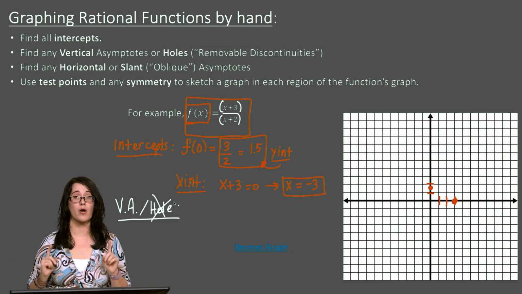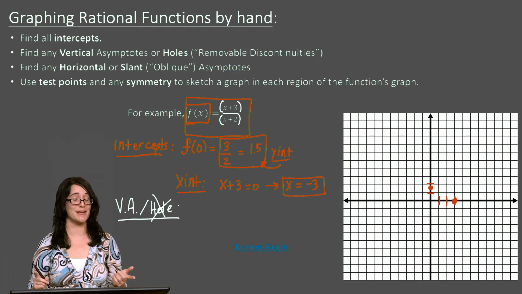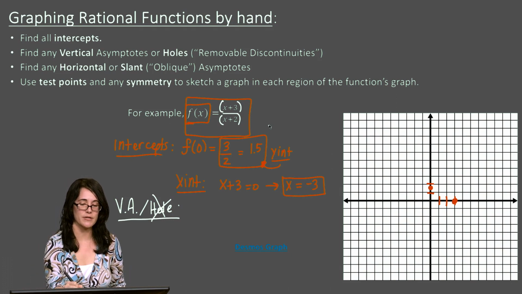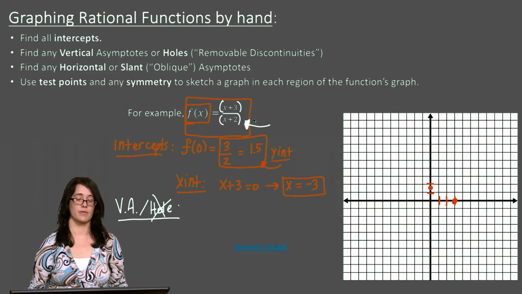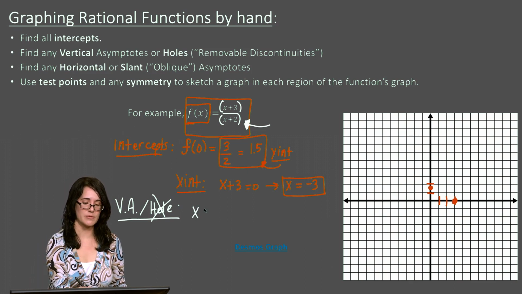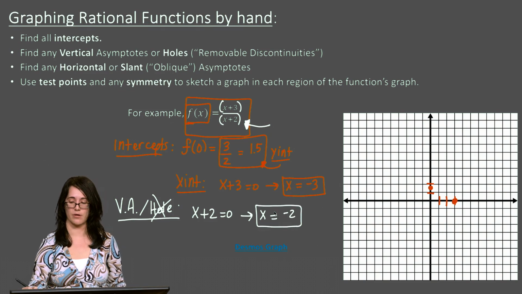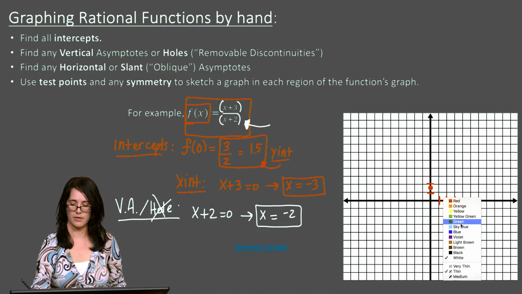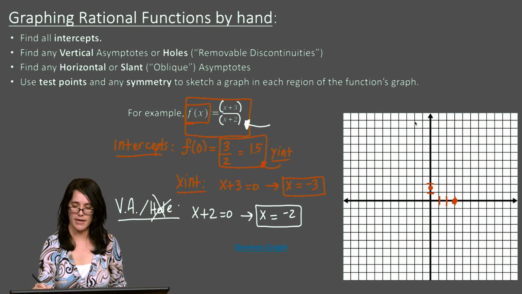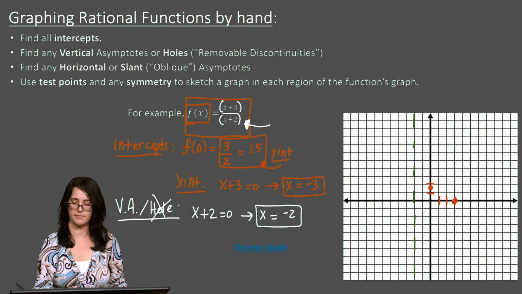Good job. But are there any vertical asymptotes? That's our next question, right? Well, yes, because there's one problematic x value that would make our denominator equal 0. And that would be when x plus 2 equals 0, or when x equals, that's right, negative 2. So that's the location of my vertical asymptote. Let me pick another color here. Let's try that. So at negative 2, that's where we have our break in the graph, our vertical asymptote.